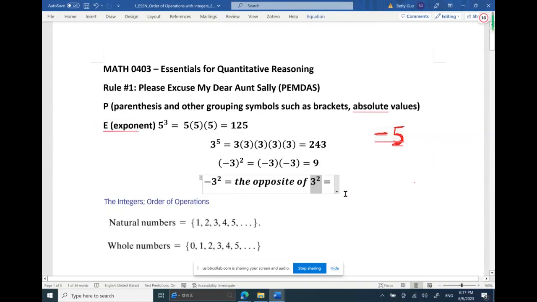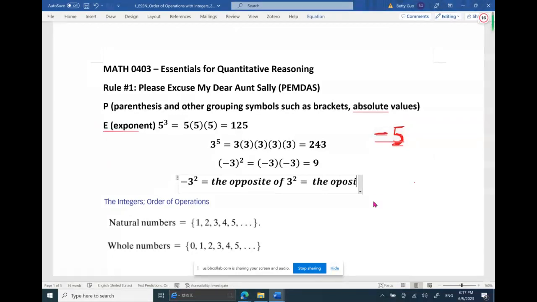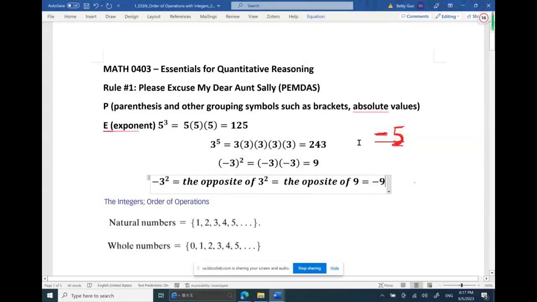Yes or no? Yes. Okay, very good. So what is 3 to the power 2? 9. Then what is the opposite of 9? -9. Here we go. Do you see the difference of the two expressions? They have different values, right? This is a +9 and this is a -9. Please see the difference of the two expressions.